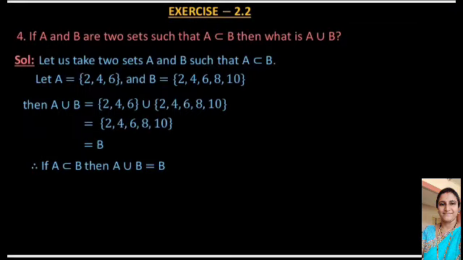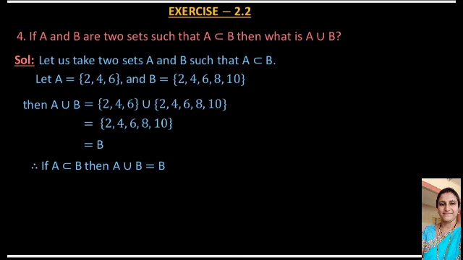Next question. If A and B are two sets such that A is a subset of B, then what is A union B? Okay. First, two sets such that A is a subset of B. So let A is equal to set of 2, 4, 6 and B is equal to set of 2, 4, 6, 8, 10. A subset of B means all the elements in A are in B. That's why we take this example.